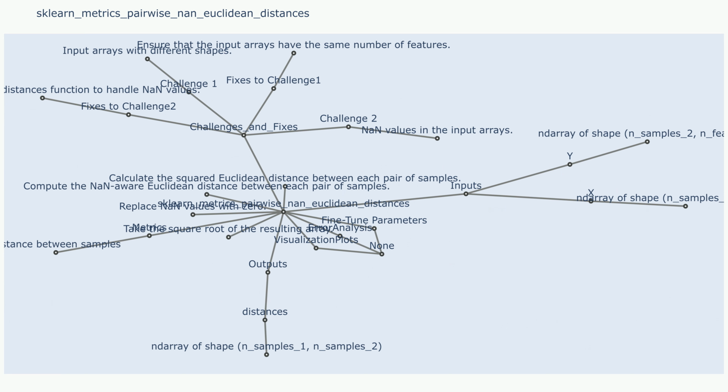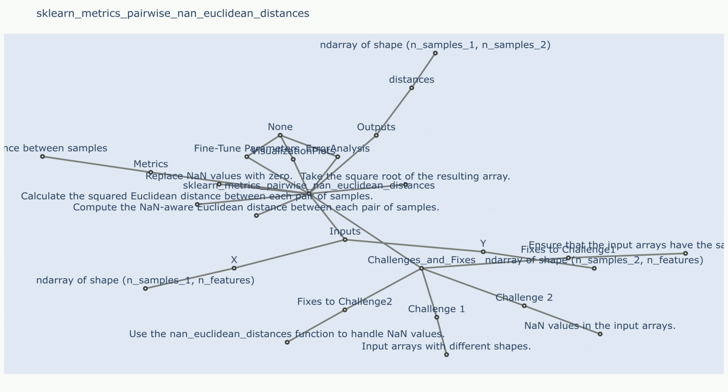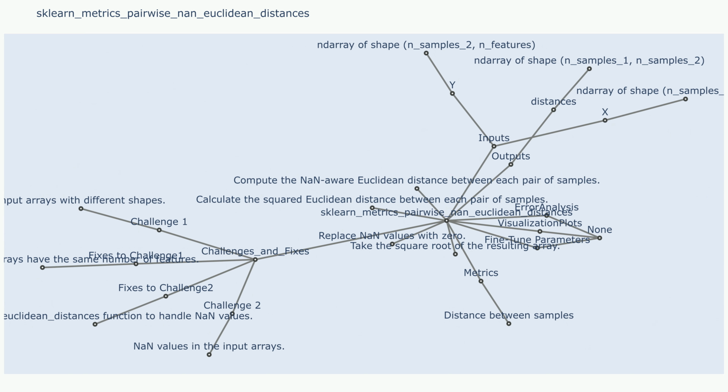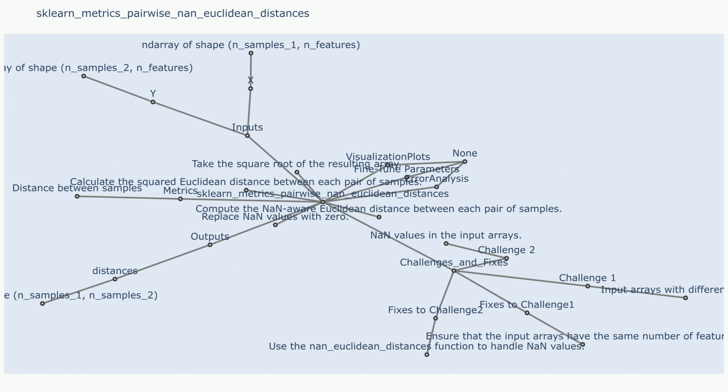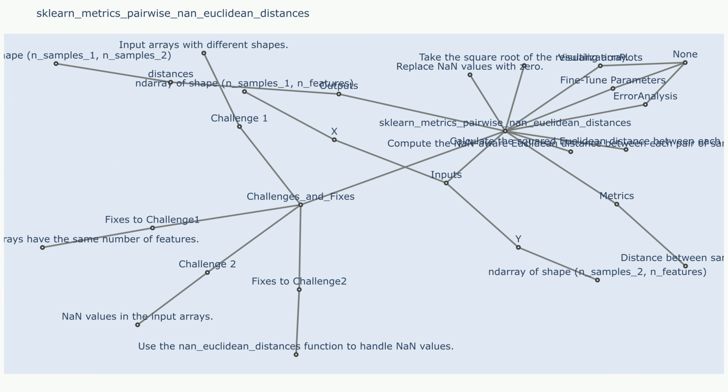Challenge 2: computational complexity for large datasets. Sample use case that resulted in challenge 2: when dealing with large datasets, computing all pairwise distances can be computationally expensive. Fixes to challenge 2: you can consider using approximate nearest neighbor search algorithms, e.g. KD tree, ball tree, to reduce the computational complexity for large datasets. These algorithms efficiently find approximate nearest neighbors without computing all pairwise distances.